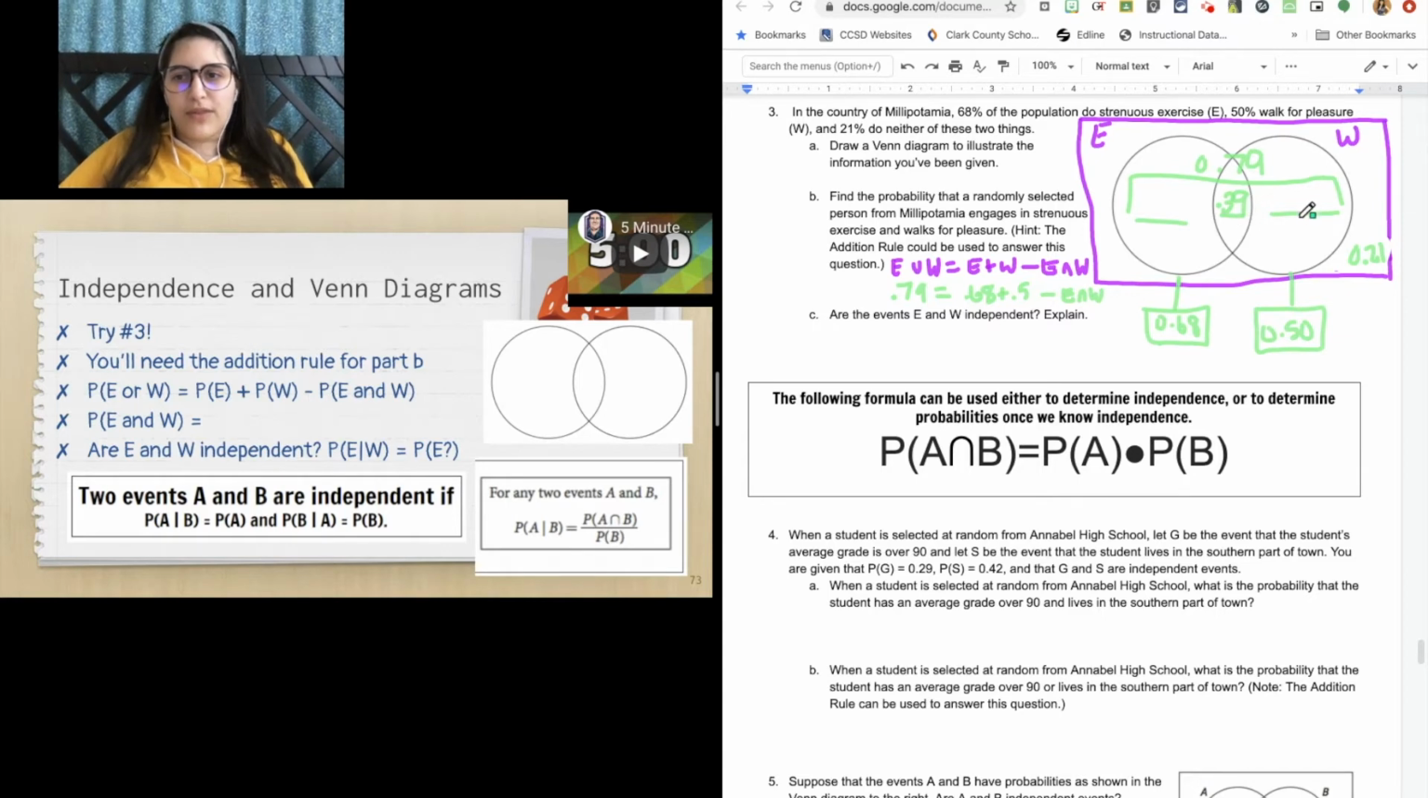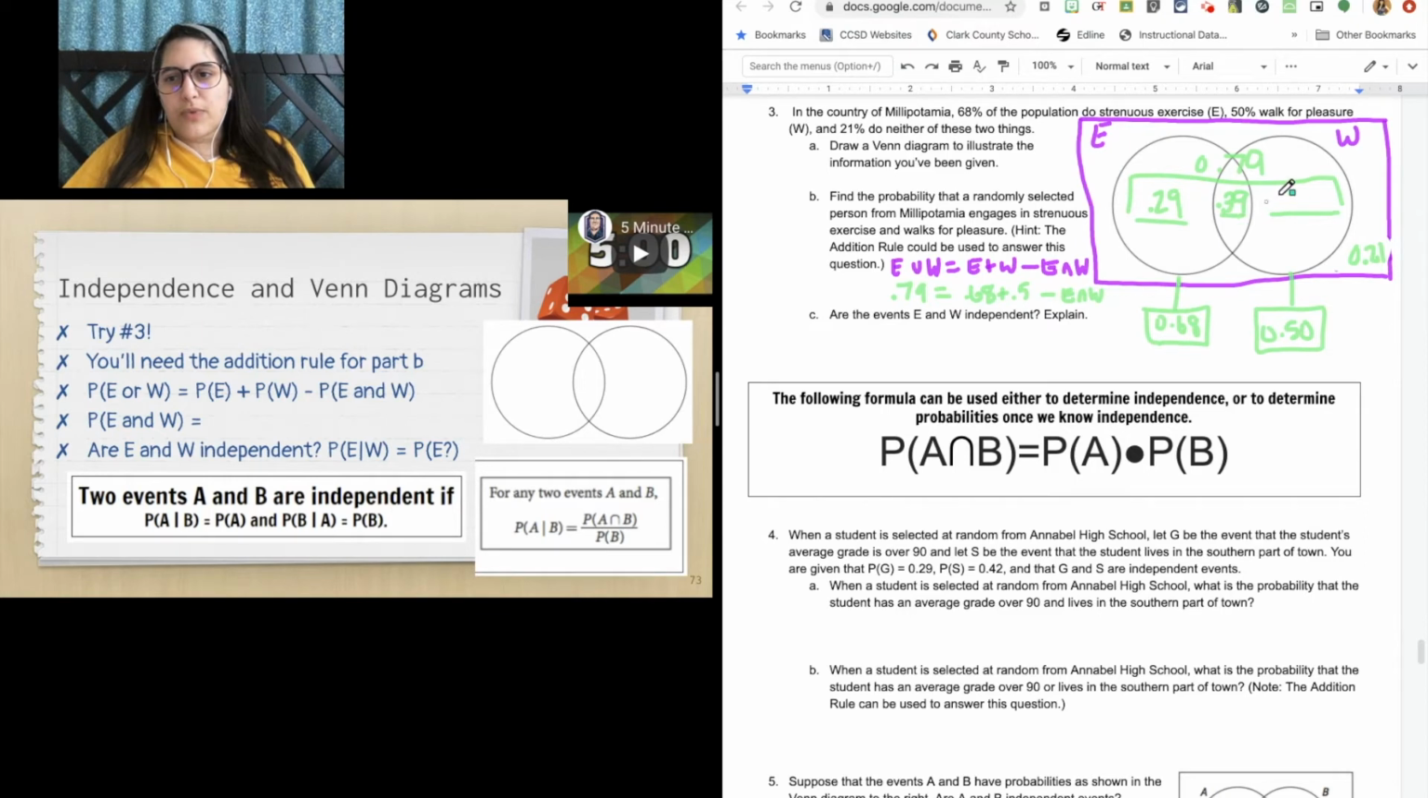Okay, so I have 0.39 in the middle there. So what that means for these other two blanks is I need to then do some subtraction from the totals. So for E, I have 0.68 minus 0.39, okay, and that is, oh, sorry guys. That is 0.29.